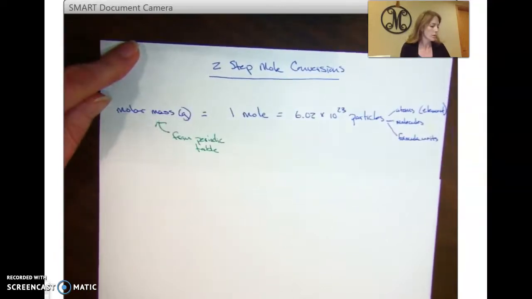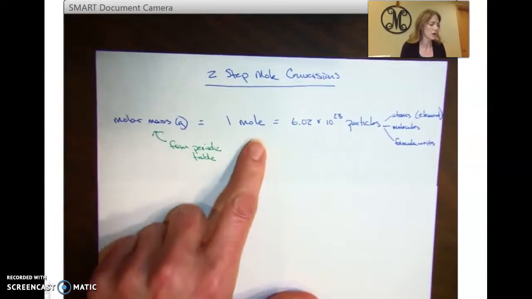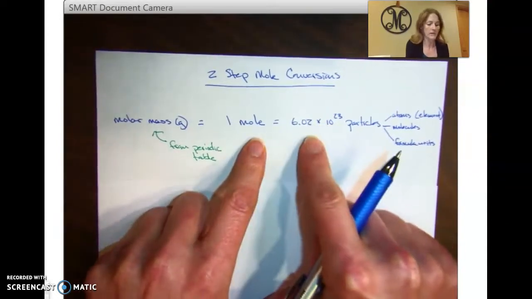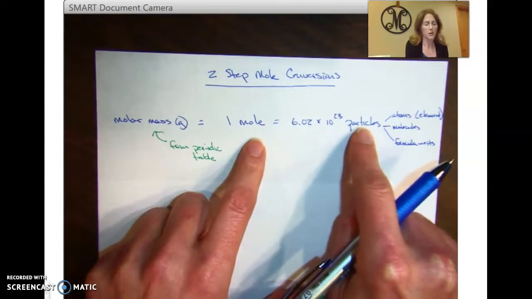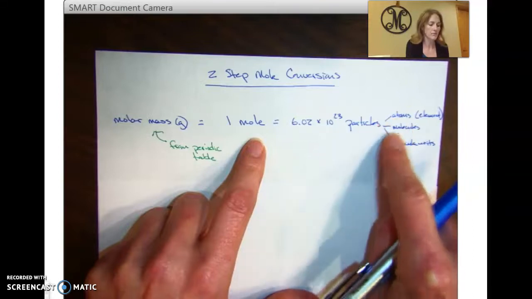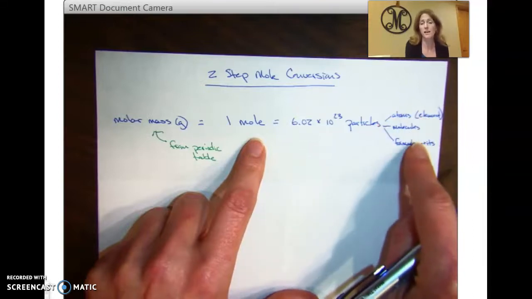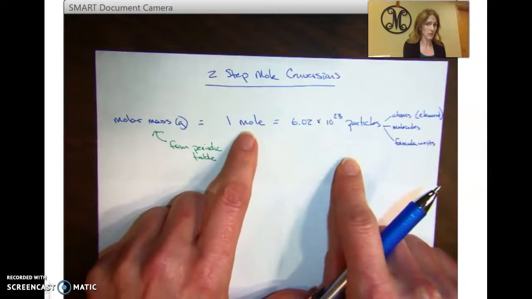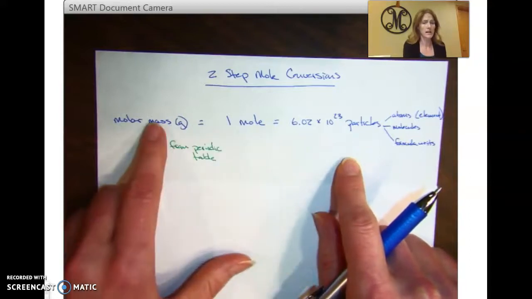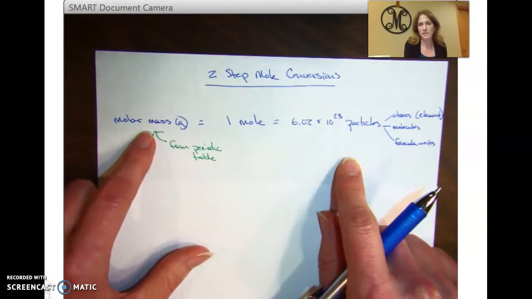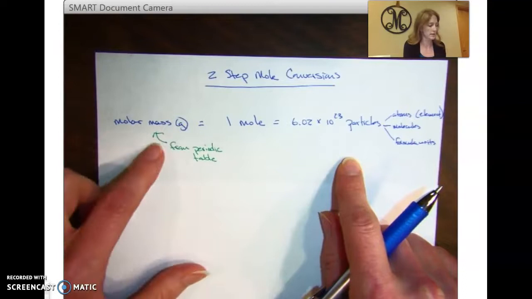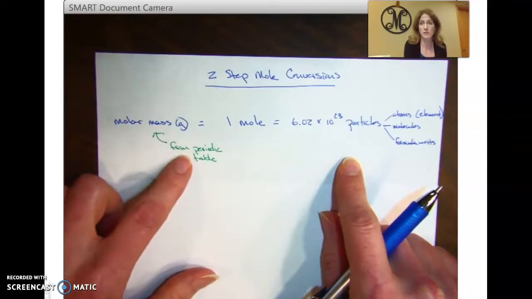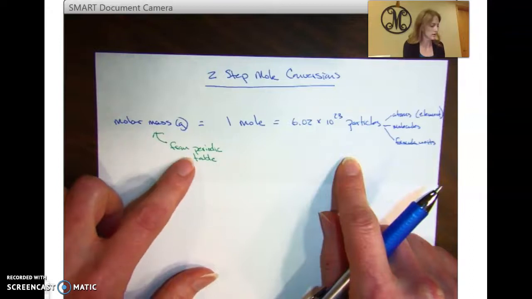So this is what we've already been through. You know that one mole will have 6.02 times 10 to the 23rd particles. And remember, those particles can be referred to as atoms, molecules, or formula units, depending on what you're working with. You also know that one mole is equal to the molar mass of all the elements in the compound or just the element itself. Now this number comes from the periodic table, and we're going to round all of our masses to 2 decimal points.